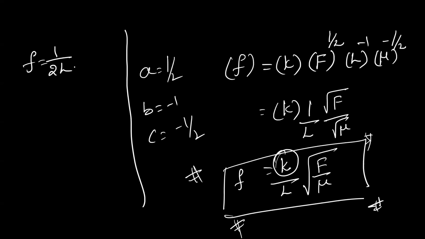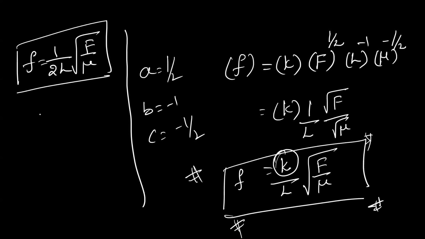That will be 1 by 2L into root over F by mu. There I will write this term as 1 by 2L into root over T by mu. Force, tension I told, right? Tension is nothing but tension force I told you here. Tension is another force you will learn. So instead of F, I will write this as T. T is nothing but tension force, okay? Yes, sir. So this is the formula that you will learn at the end of the first year.